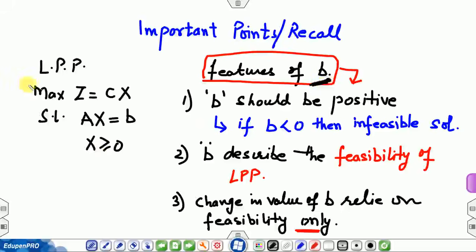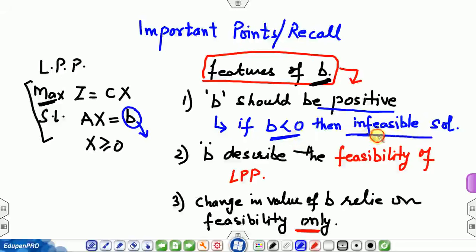For any LPP problem, either maximization or minimization, it is the same, there is no worry about that. So this right hand side B should be positive. First thing is that. Why? If it is negative, then it doesn't tell us about the feasible solution. So if B is negative, then it means the infeasible solution is there, if you are unable to convert it into positive by simply multiplying with the negative sign on both sides. Here B represents the feasibility. Remember students, this represents the feasibility, not the optimality.